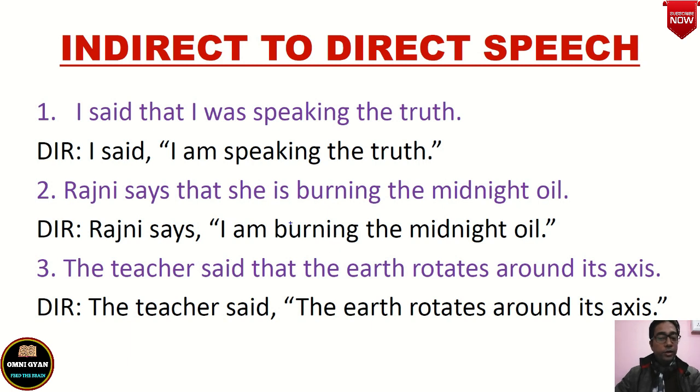There are plenty of exercises here. Now, the teacher said that the earth rotates around its axis. This is a maxim. The earth rotates around its axis. So here the sentence is in present tense. It is not rotated, it is rotates. So it is in present tense. As I told you that maxim sentences remain in present tense only. Their tenses do not change.